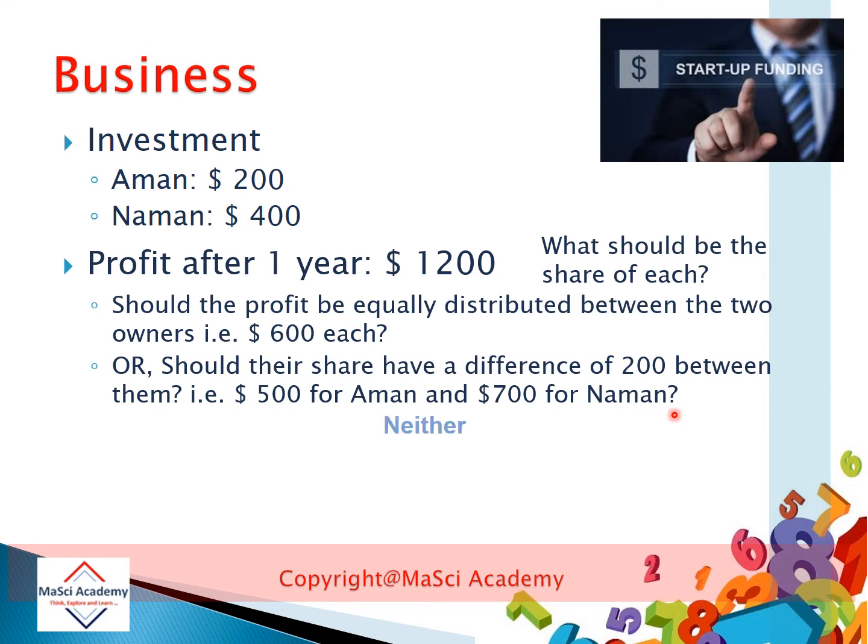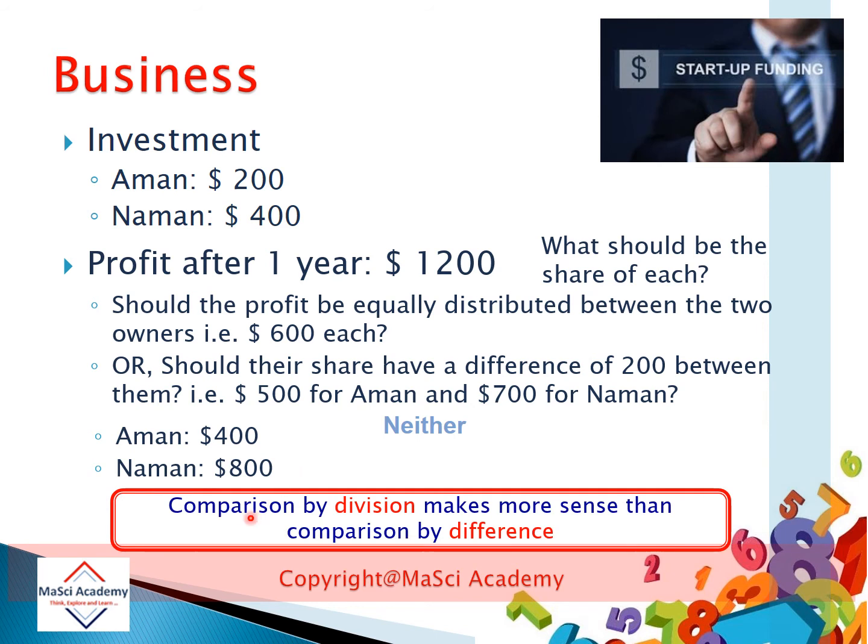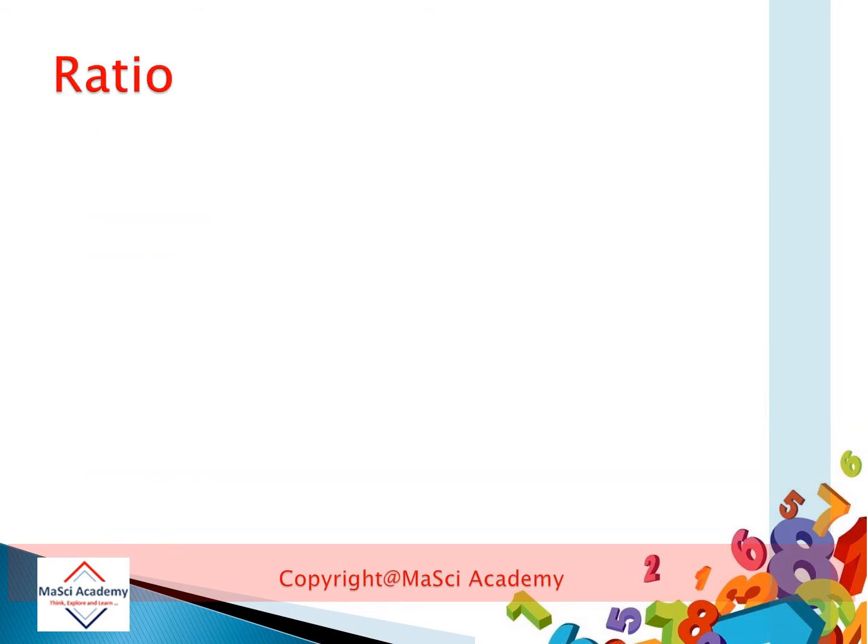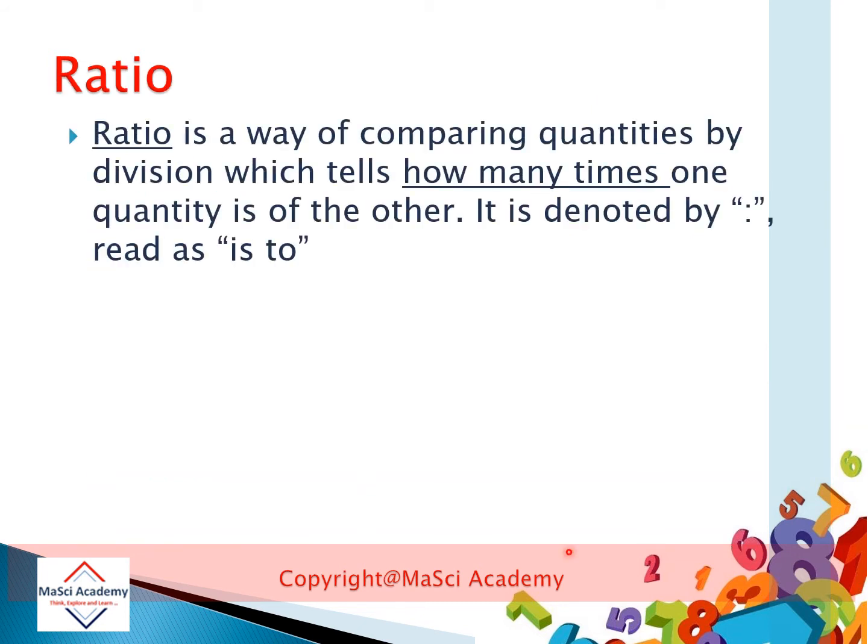Neither of these options is correct. Aman would actually get $400 and Naman would get $800. Further in this presentation, we'll see how this happens and how the profit is actually distributed among both the investors. So there are certain situations where comparison by division makes more sense than comparison by difference. This comparison by division is known as ratio. It tells us how many times one quantity is of the other. It is denoted by a colon and is read as "is to".